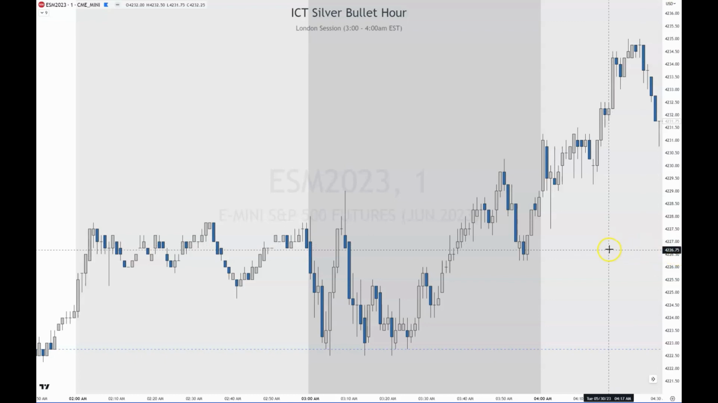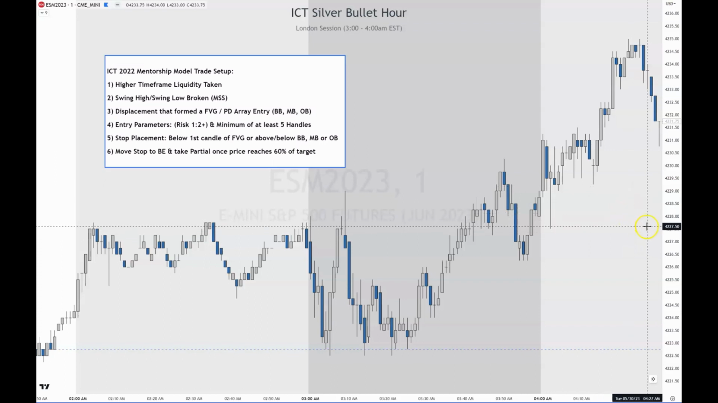Hey everybody, I want to go over today's London session silver bullet. So let's get into it. First thing I want to do is go over the rules of engagement. These are the rules that I use to take my trades. It's basically the ICT 2022 mentorship model.